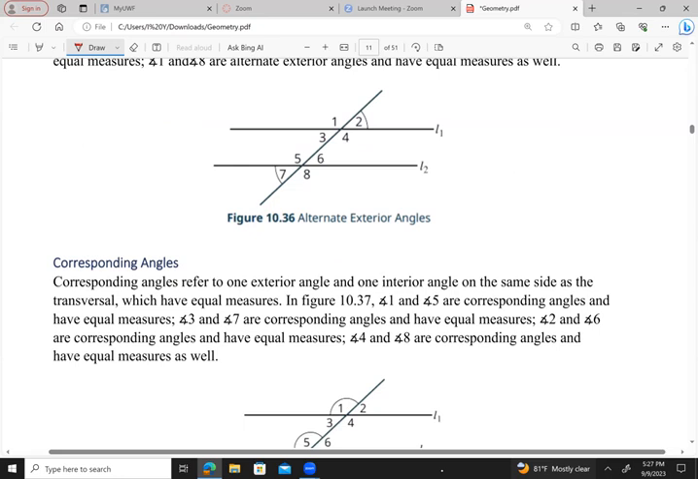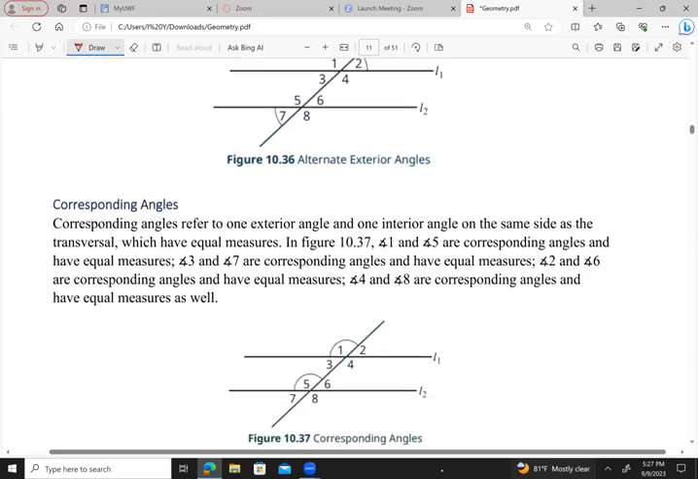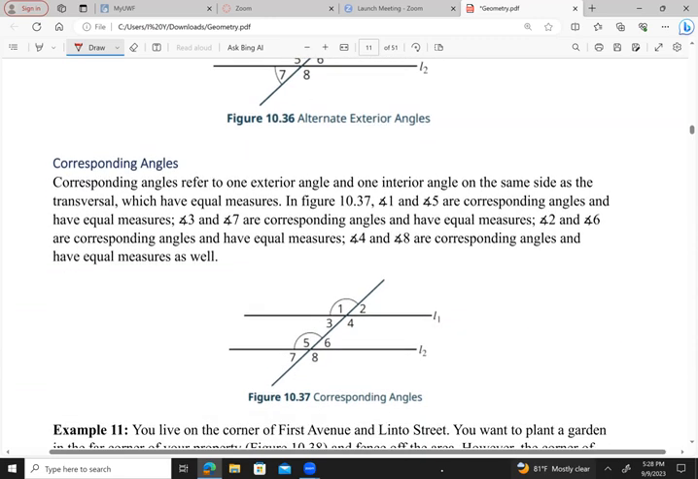Corresponding angles refer to one exterior angle and one interior angle on the same side of the transversal, which have equal measures. So here again, 1 and 5 are corresponding angles and have equal measures. 3 and 7 would be corresponding angles as well. So would 2 and 6, and 4 and 8.